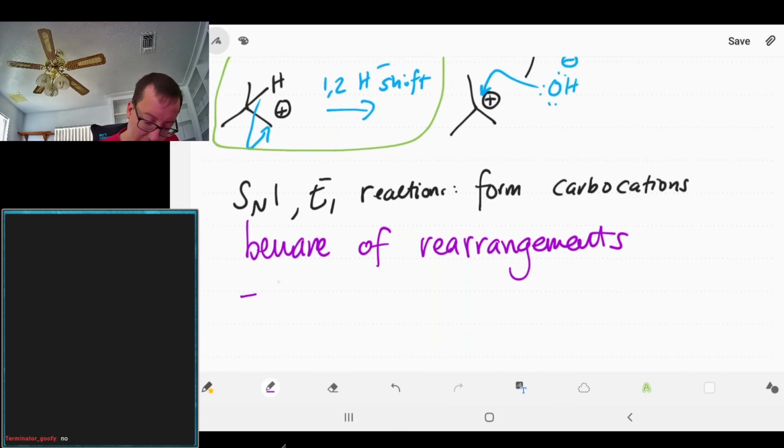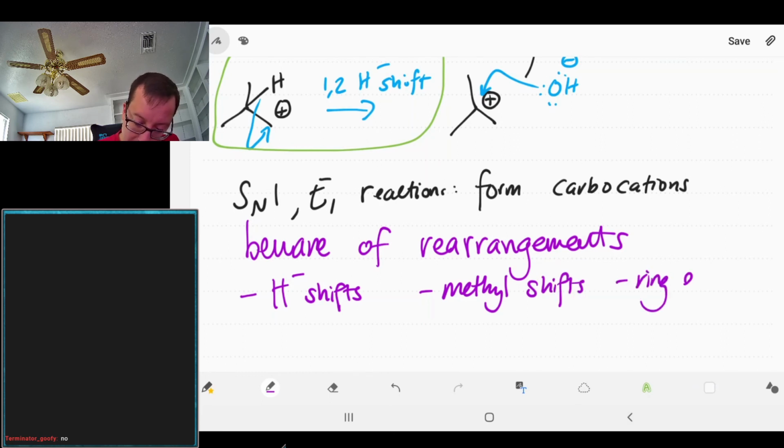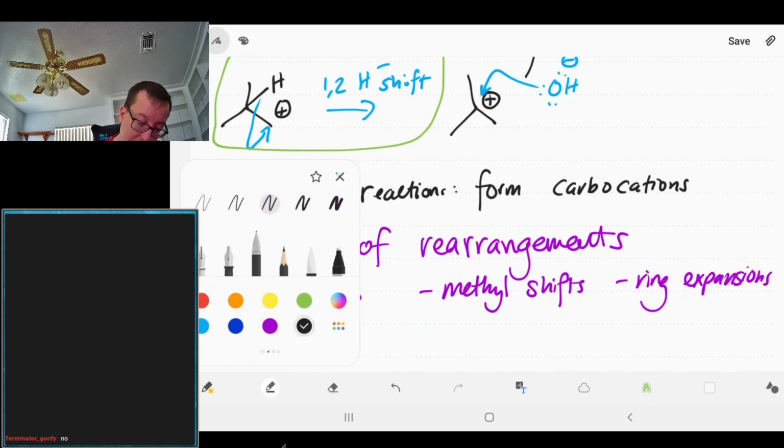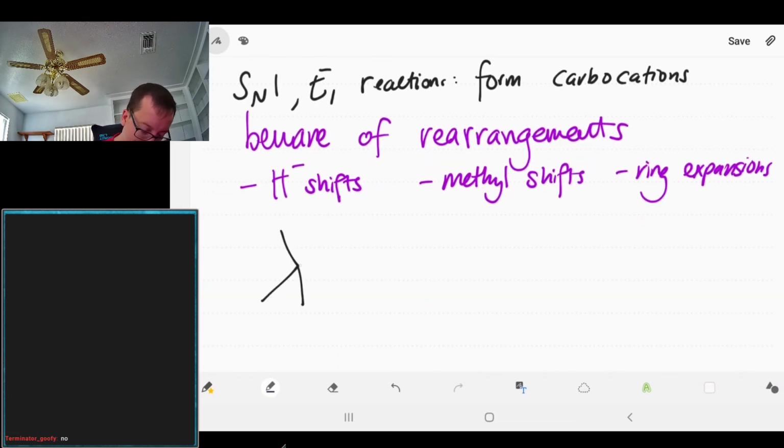So remember, we have hydride shifts, methyl shifts, and ring expansions. All of these are options for us when we have carbocations. So that first example there was a hydride shift, where we're going to move to a more stable place. There is a tertiary spot next door, so the hydride ends up moving over to get that carbocation onto the tertiary spot. A methyl shift might be something like this.